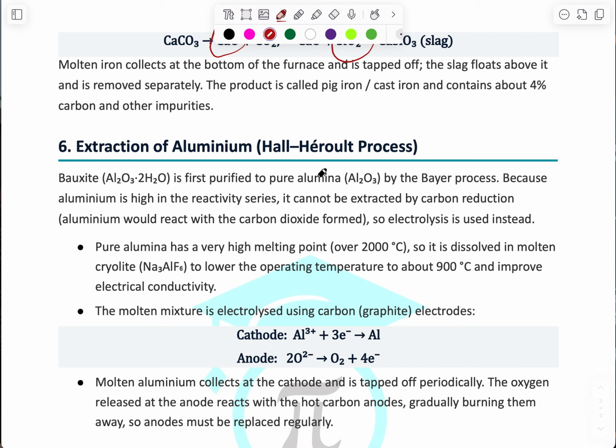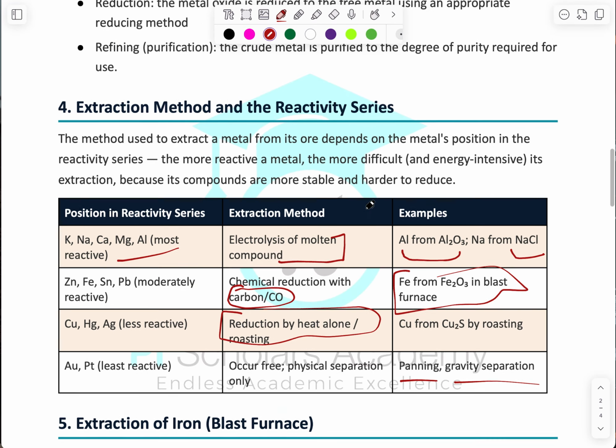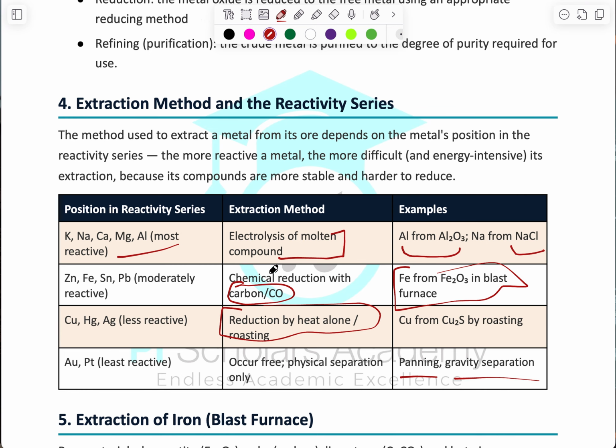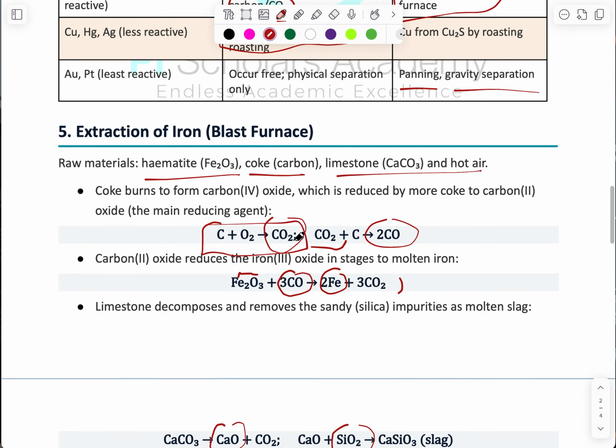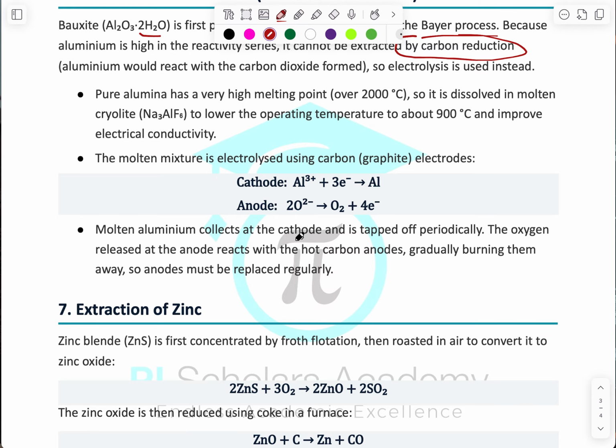We have extraction of aluminium. I'm not going to be explaining too much about this because I've explained the process of extraction using electrolysis. But the process is called the Hall-Héroult process. The first thing you do there is to remove the water of crystallization. So bauxite is first purified to pure alumina by the Bayer process because aluminum is high in the reactivity series. It cannot be extracted by carbon reduction. So those that are high in the activity series, carbon reduction is not the best option for them. Those that are moderately reactive are the ones we use carbon reduction on.